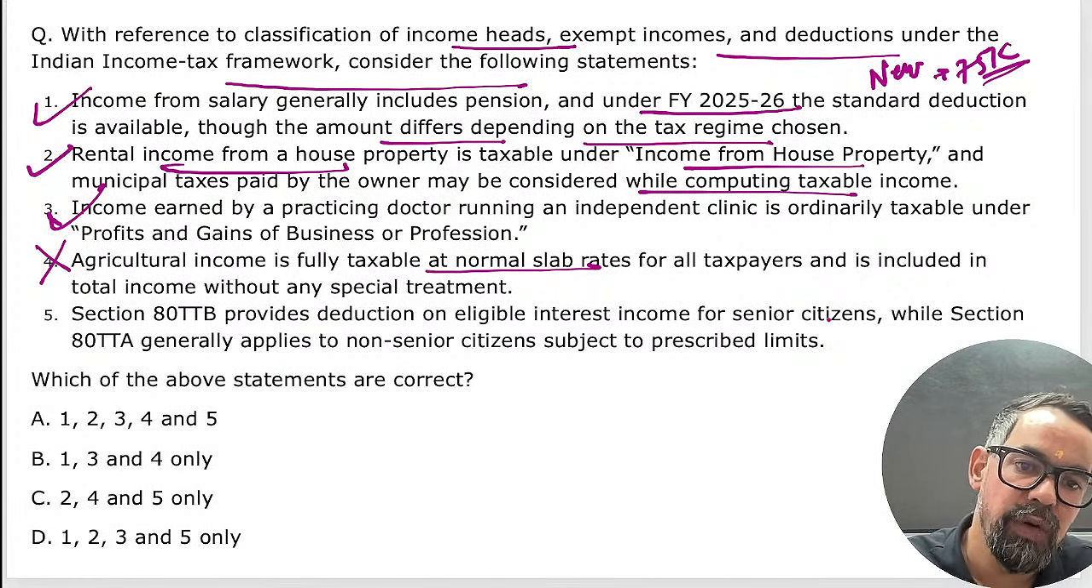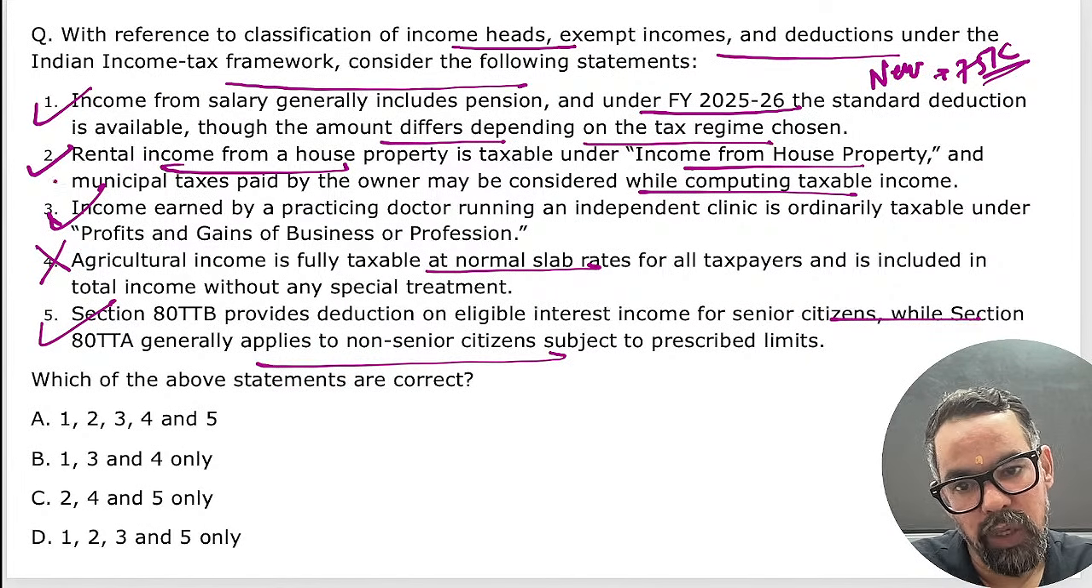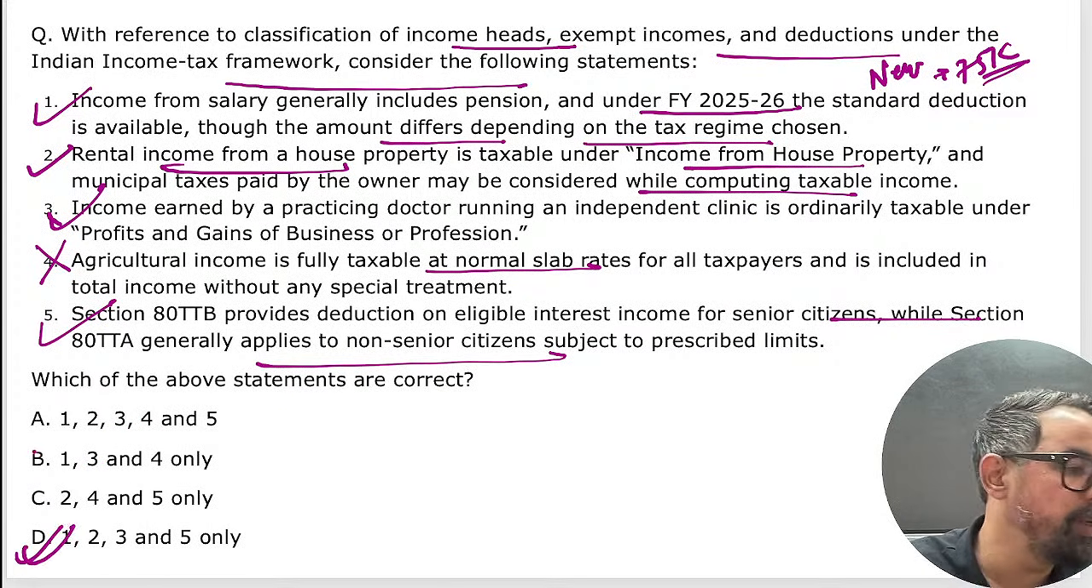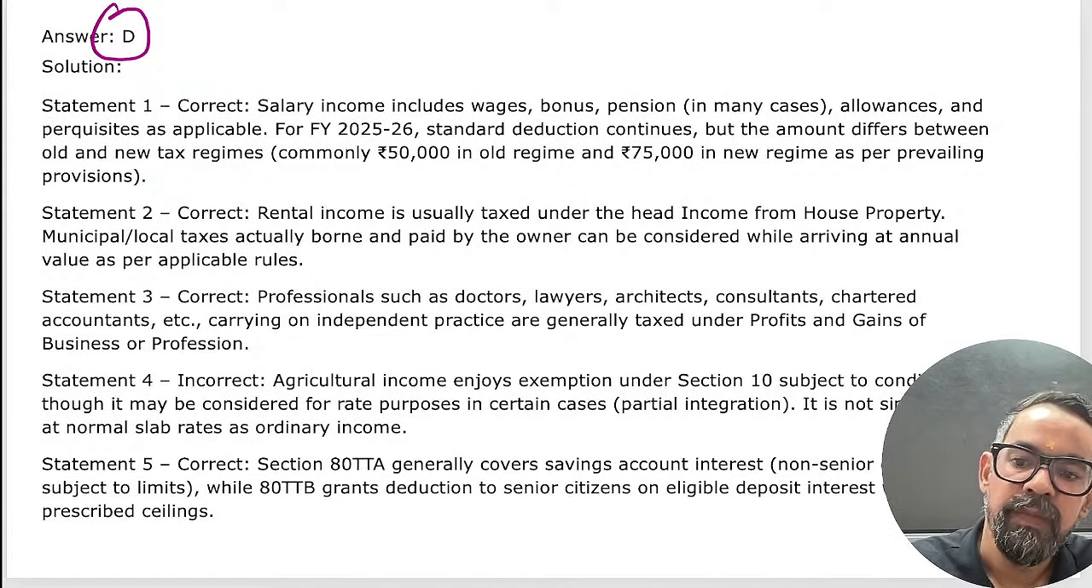80TTB provides deduction for senior citizens, and 80TTA is generally for non-senior citizens. This is also correct. 1 2 3 5, 1 2 3, 1 2 3 5 means option D must be the right answer for this particular one. Correct, guys? Next one.